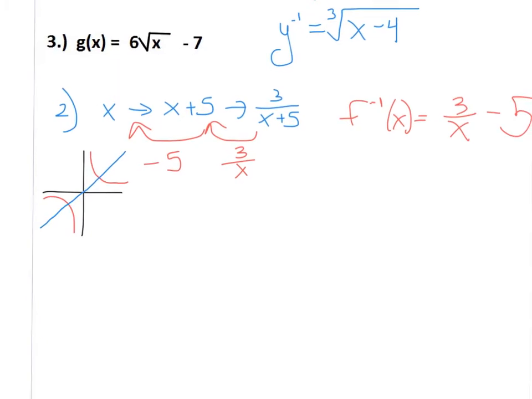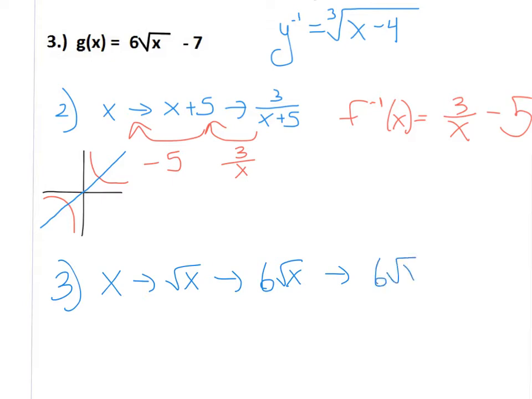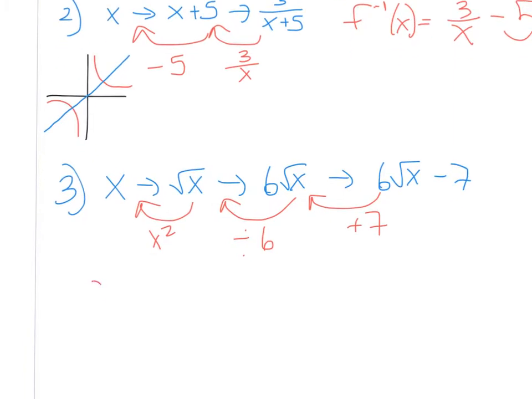And last but not least, for number 3, first we started with an x, then we square root it, then it became 6 times that, and then it became minus 7. So now going backwards, we're going to add 7. To go here, we're going to divide by 6. And to go here, we're going to square it. So then that makes our g inverse going to be x plus 7 divided by 6, all of that squared.